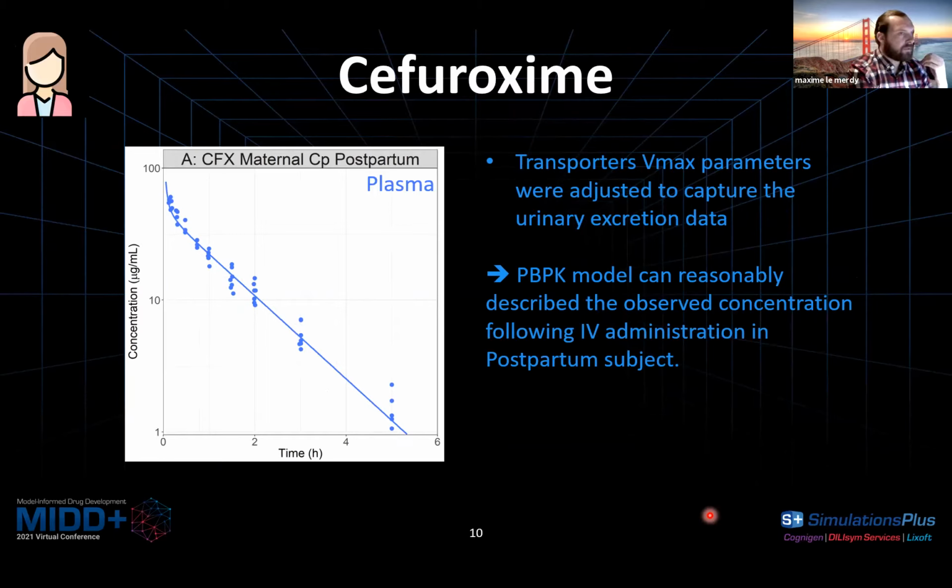However, the urinary excretion was slightly overestimated, so we refitted the Vmax for one of the transporters, the MRP4. So a very small adjustment that was not really changing the plasma exposure, but only the urinary secretions. Once we made that change, we were satisfied with the model, and then we could move on to predict the PK in the pregnant population.